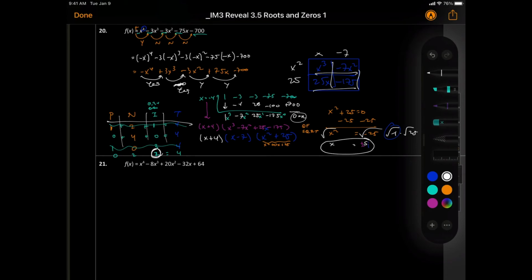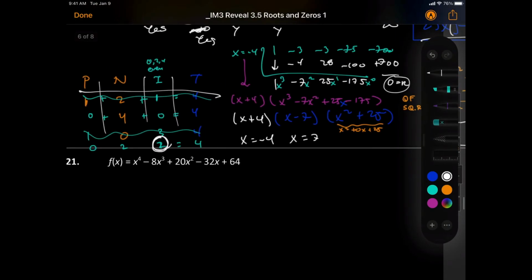and x minus 7. Maybe your combination's wrong. X equals -4. That's a negative. And x equals 7. Uh-oh. Let's see. Let's sketch this out.